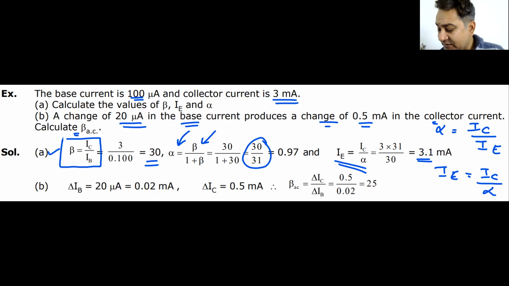Doesn't matter. The formula remains the same. Instead of base current, we will call it change in base current. Do we understand this? When AC comes, we don't have base current. We have change in base current. So change in base current is 20 microamps. Change in collector current is 0.5 milliamps. Just divide change in collector current by change in base current, and you get the value of beta. The language has changed, but the formula remains intact.